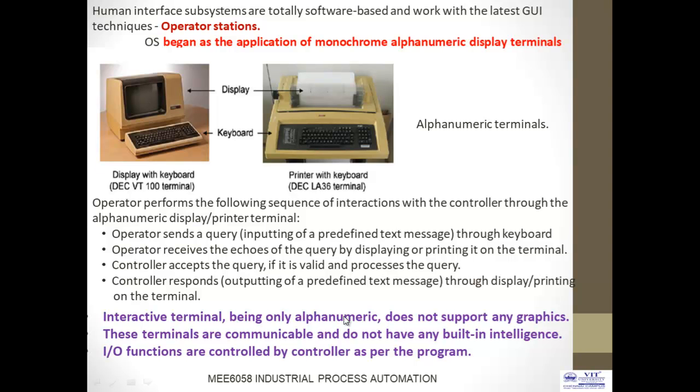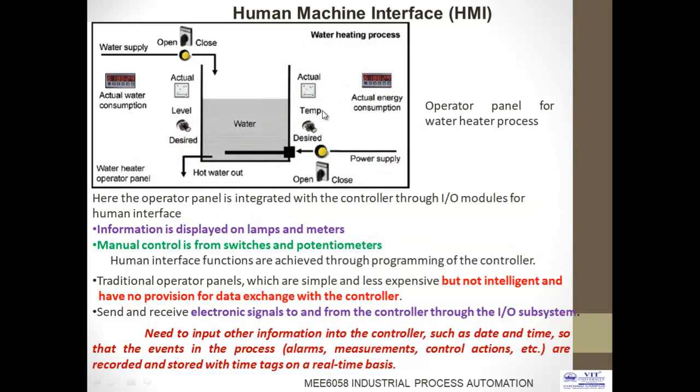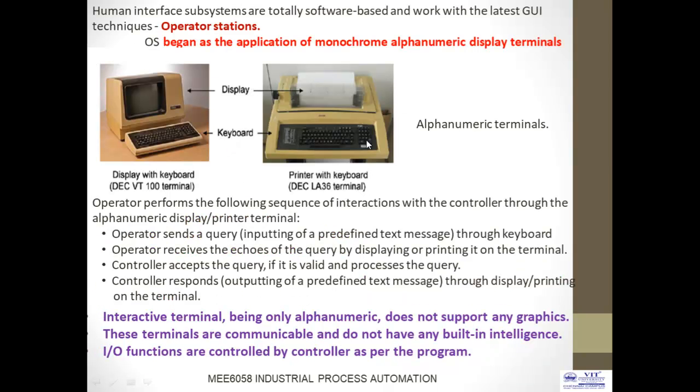Interactive terminals being only alphanumeric do not support any graphics. We cannot find any alarms, any manual switches, any lamps, any alarms like that. We cannot find any meters also. It's a display; we can find it and print it. That's all. So these terminals are communicable, but do not have any intelligence. If I want to control systems manually, it's not possible. It's very difficult. That is what intelligent systems provide. These do not have any built-in intelligence. Intelligence is missing.